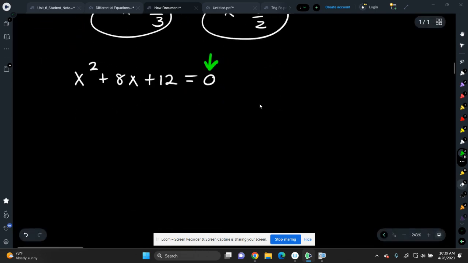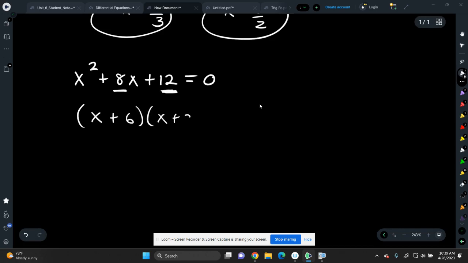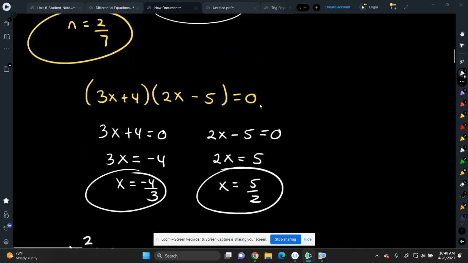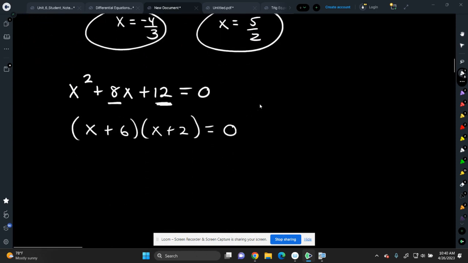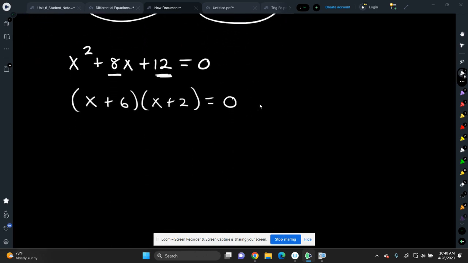All right, so we're going to factor. Now remember, we learned how to factor earlier this year. So don't panic over this. I need two numbers that multiply to equal 12, but add up to 8, 6 and 2. So that means I have x plus 6 times x plus 2 equals 0. Okay, so on these problems, you have to do the extra step. See, up here, I gave them to you already factored. Now on this one, you have to factor it yourself. And then the rest is the same.